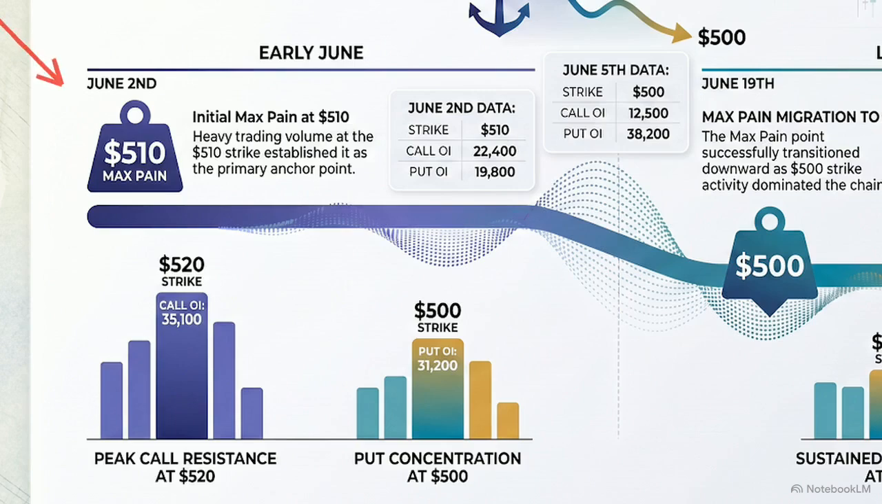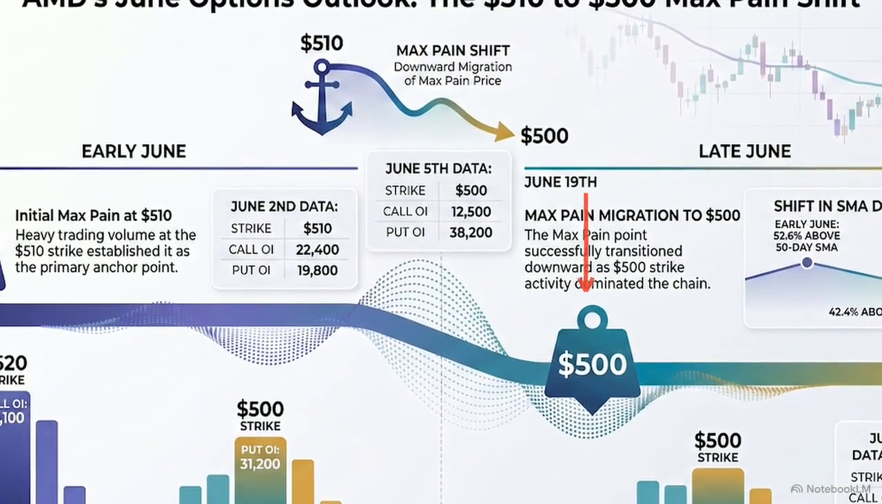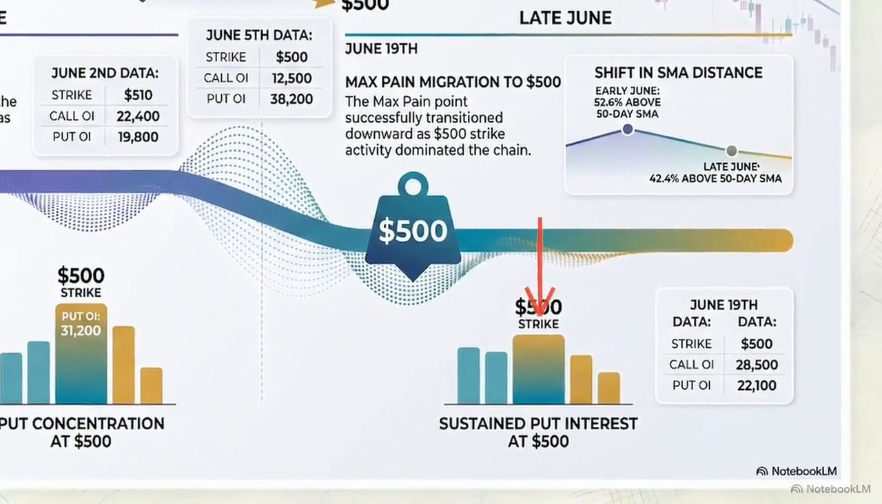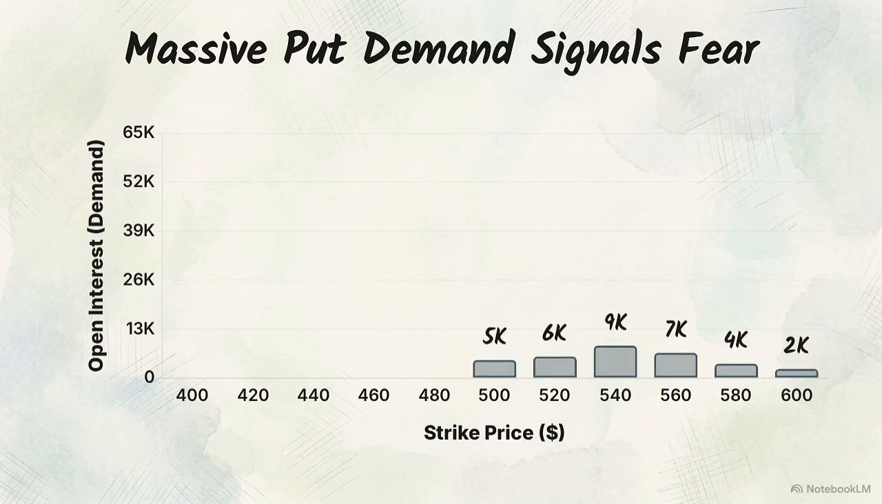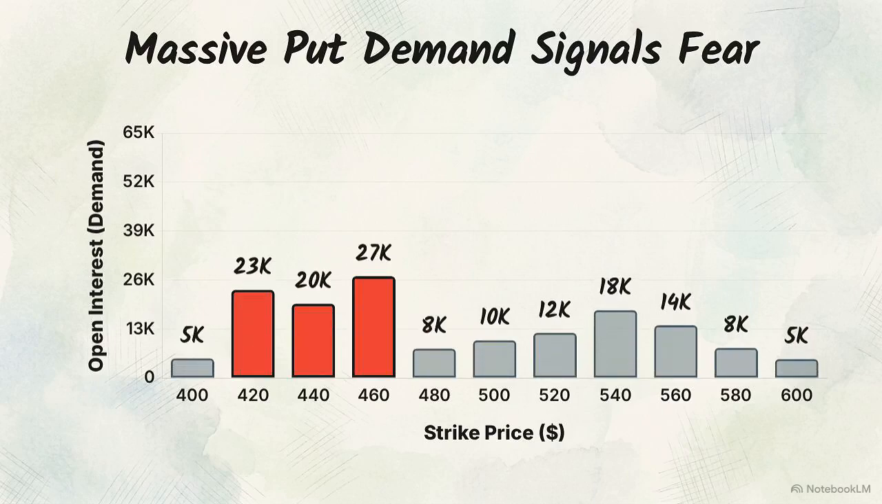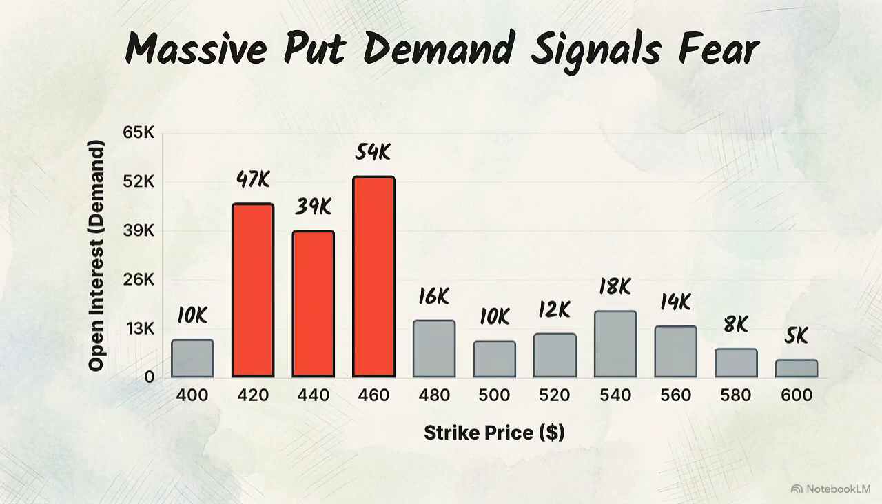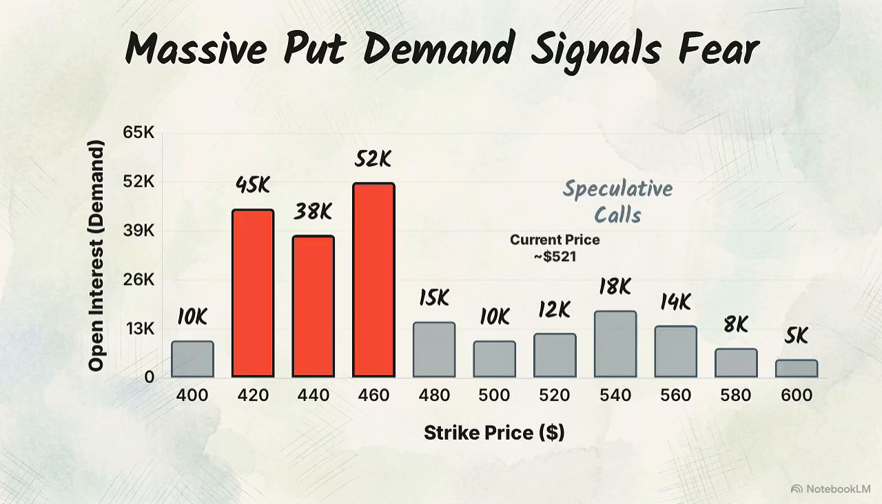The primary anchor is $510, with call resistance at $520. Moving forward, we see a downward migration, pulling max pain to $500. This sustained put interest acts as a gravity well, reinforced by a ceiling and structural floor. This setup creates a put skew. Institutional investors are paying high premiums for downside protection, essentially betting that a reversion to the mean is imminent.